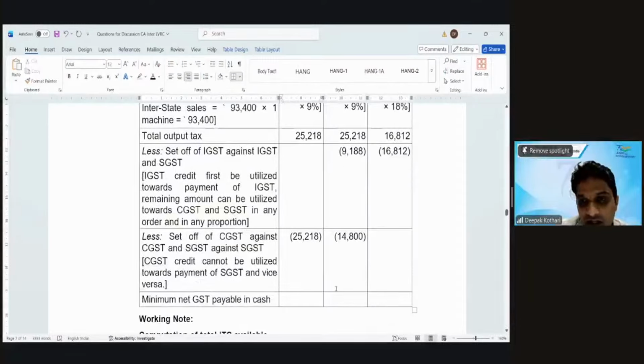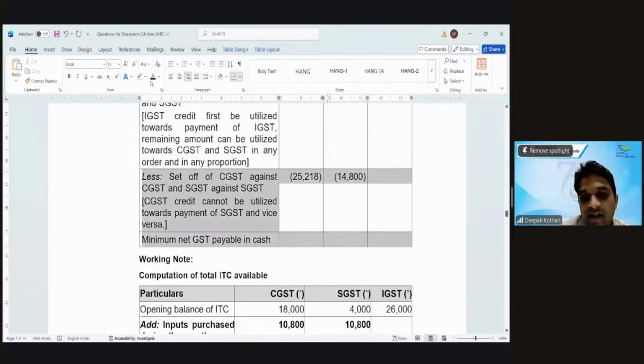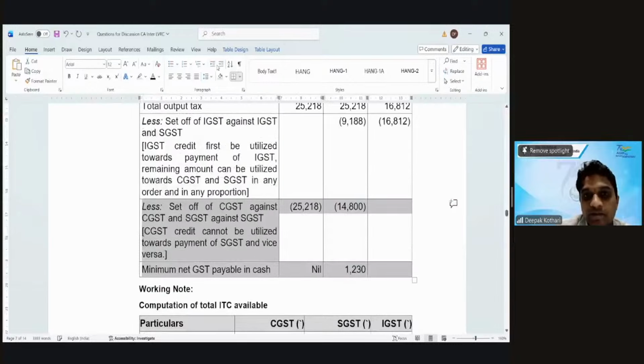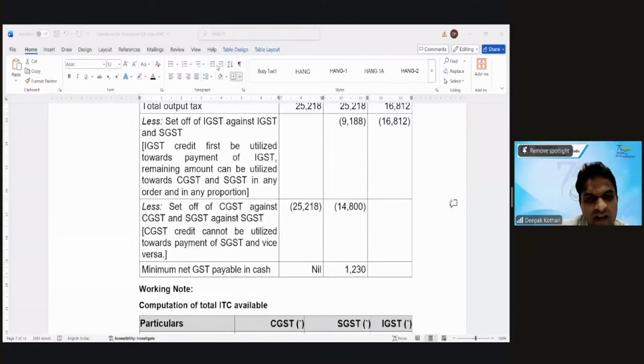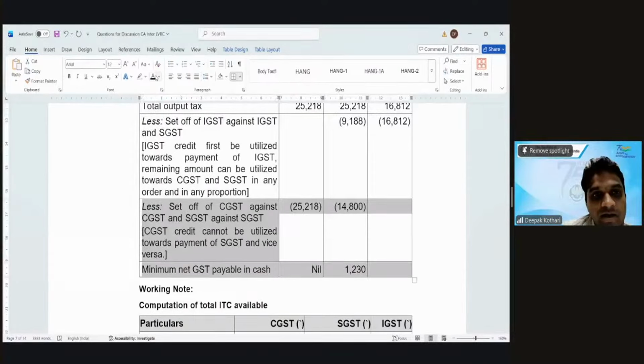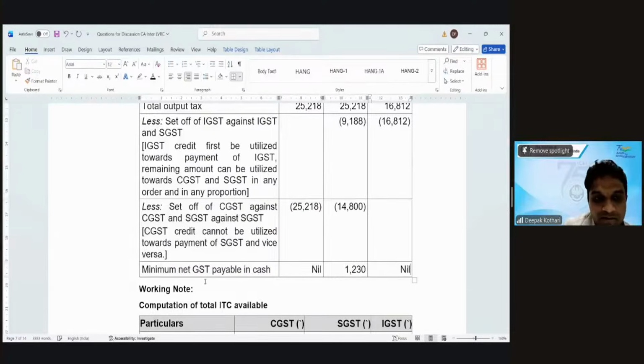25,218 because payable ही इतना है. And SGST का credit I will utilize completely here. Then net GST payable in cash will be the balance amount. 9188 to SGST, no. Utilization, right. So balance payable is just 1,230 rupees. That's all. Balance ITC 3528. Correct, Navneet.